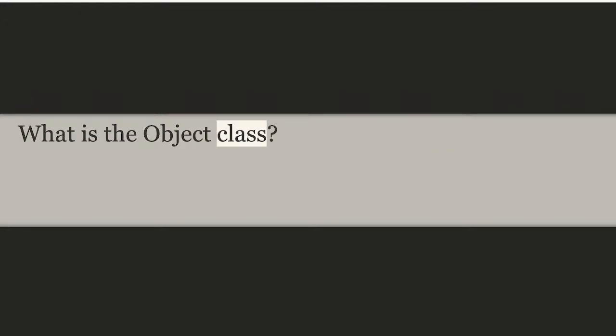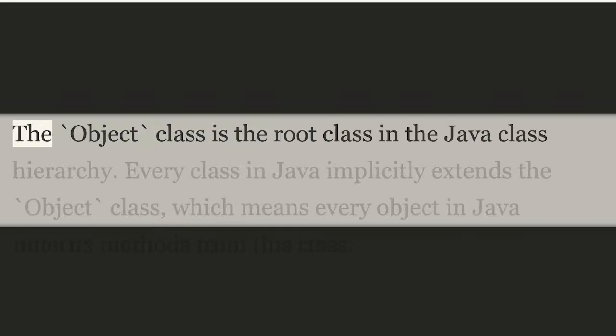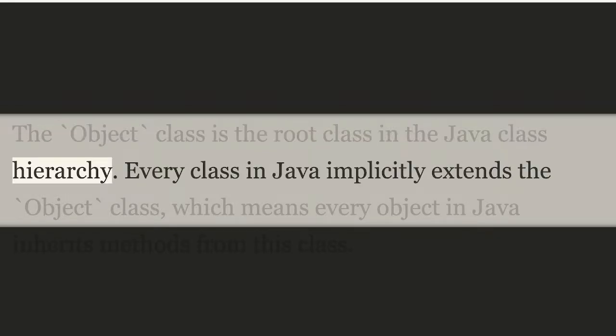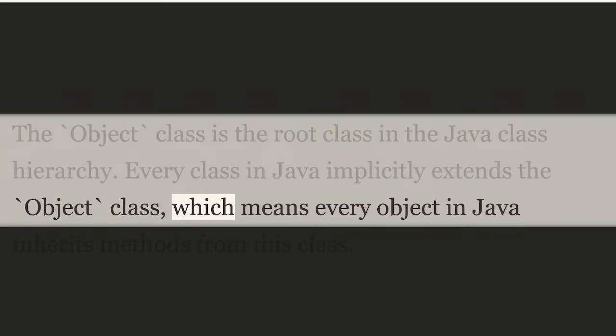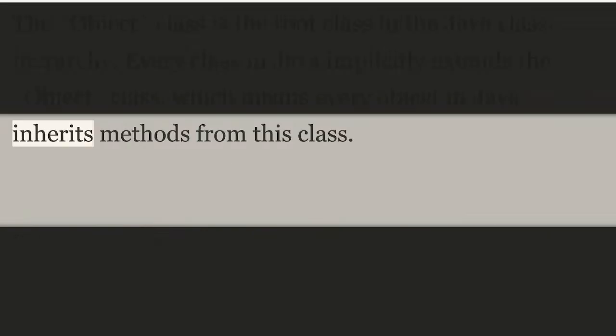What is the Object class? The Object class is the root class in the Java class hierarchy. Every class in Java implicitly extends the Object class, which means every object in Java inherits methods from this class.